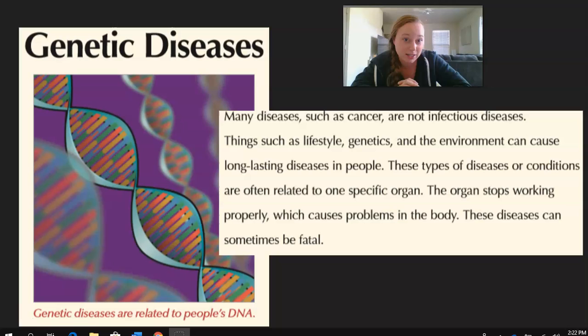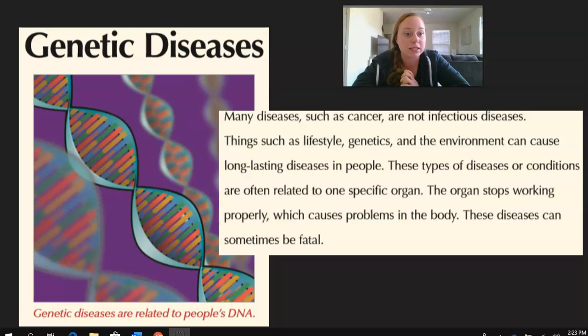Things such as lifestyle, so how we choose to live our lives, if we eat right, exercise. So lifestyle, genetics, which is like our family history, so looking at if our parents or grandparents had any diseases. And the environment, which means things we're around, so making sure we're not around mold or chemicals, things like that, can cause long-lasting diseases in people. So lifestyle, genetics, and the environment. Those cause long-lasting diseases in people.